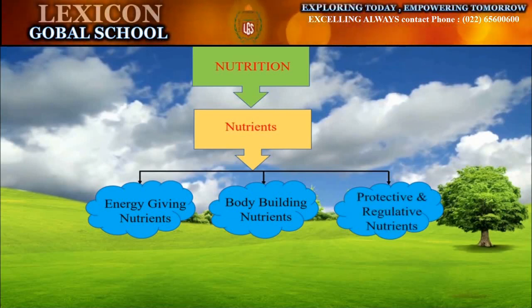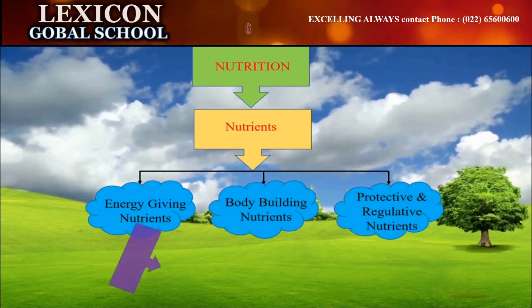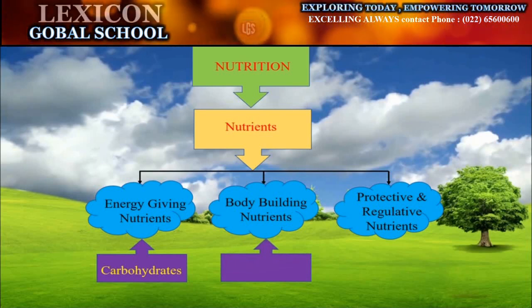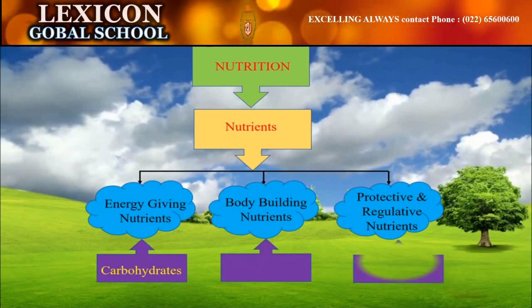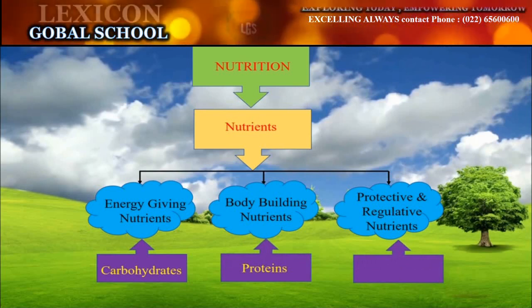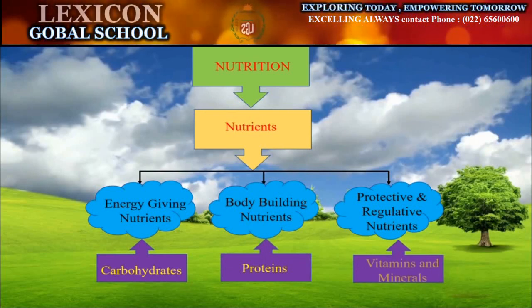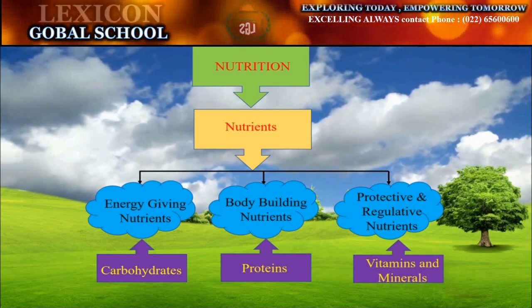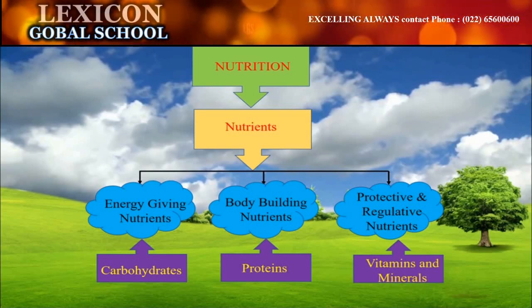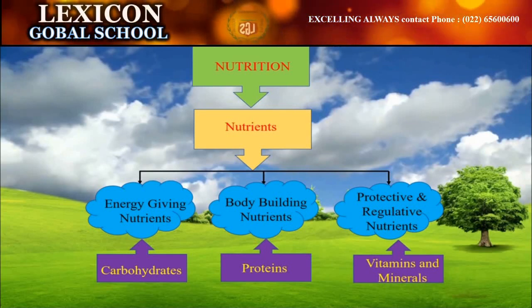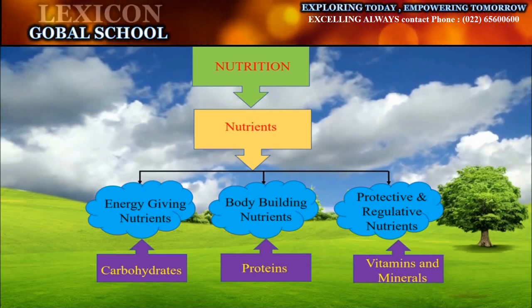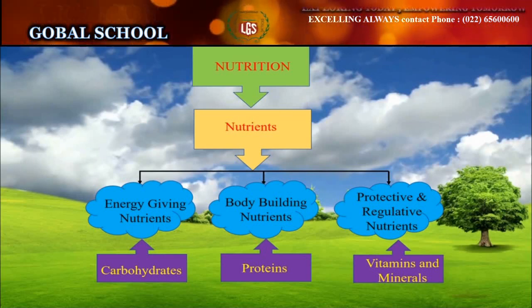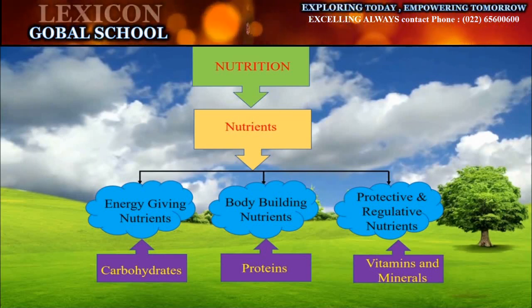Plants are autotrophic. They synthesize their own food by photosynthesis. After utilizing some for their own needs, the remaining food is stored in fruits, roots, stem tubers, leaves, etc. Plant matter is consumed by animals, thus taking the nutrients from them. So, the nutrients are divided into three groups: energy-giving nutrients, body-building nutrients, and protective and regulative nutrients.